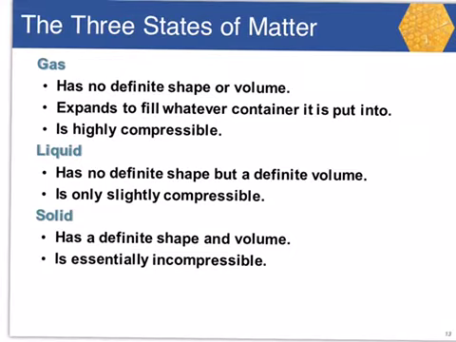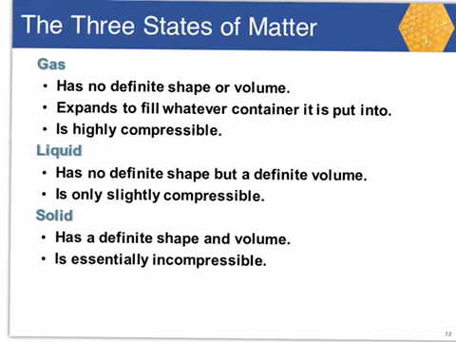Liquids are slightly compressible. The molecules kind of slide past one another. There's a little bit of space between them. It has no definite shape but a definite volume. So whether I have 8 ounces of water in a glass or 8 ounces of water in a puddle on the floor, it's still 8 ounces of water, but the shape will change depending on the container.